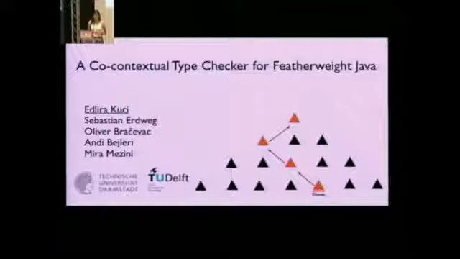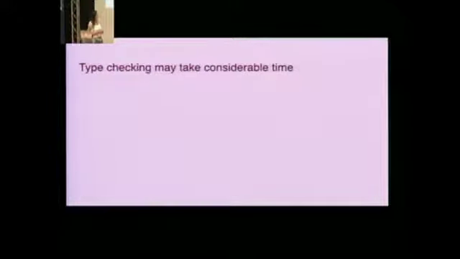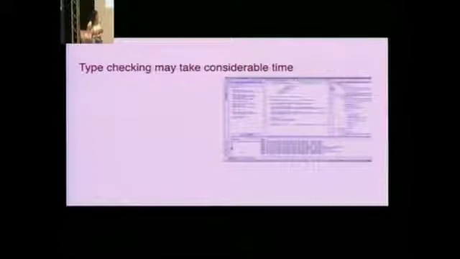TU Darmstadt. Type checking might take considerable time, especially for large code-base programs, which can contain thousands of classes. What we want is faster feedback from IDEs. Imagine that a change, for example every keystroke, triggers re-type checking of the whole program. We would not want that for a single change. Therefore, in this work, we consider incremental type checking for object-oriented languages.